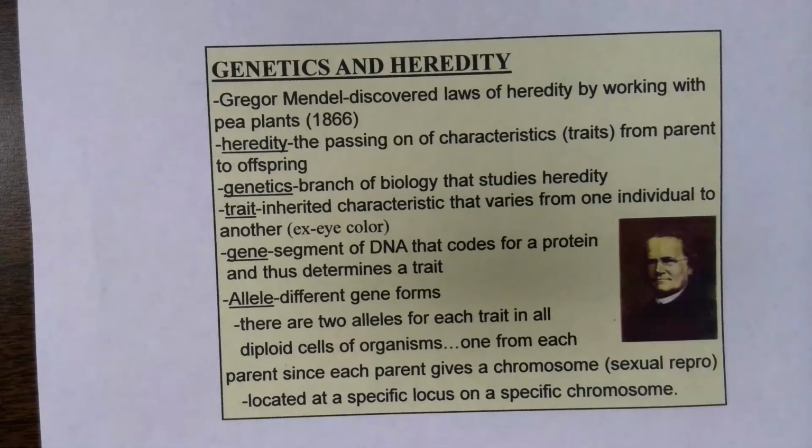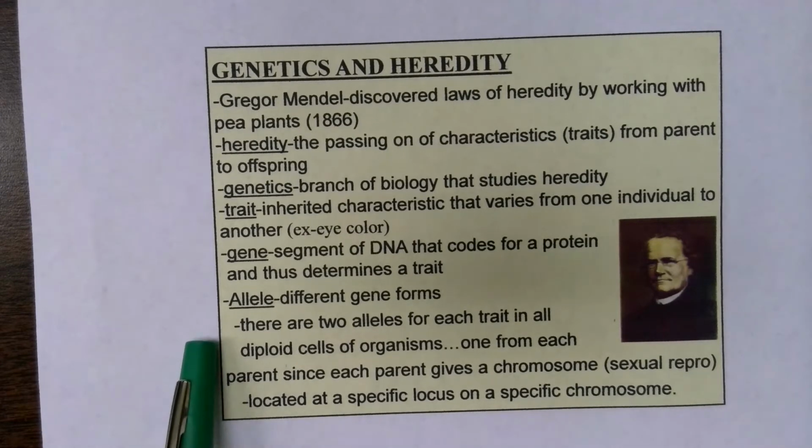Traits are inherited characteristics that vary from one individual to another. For example, in humans, eye color. Genes, as we've recently been talking about, are segments of DNA that code for a specific protein and therefore determine a specific trait. Every diploid cell in an organism has 2 alleles, the different gene forms that code for the overall genetic makeup, the genotype and the phenotype. We'll get into that soon, of a particular organism.